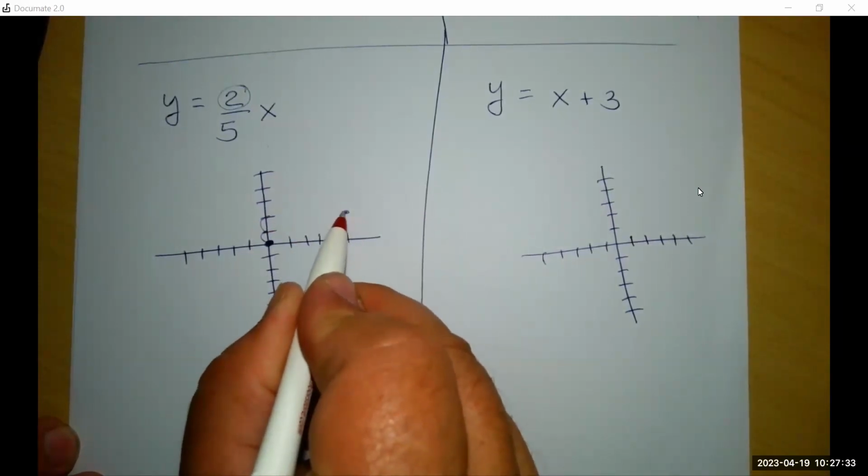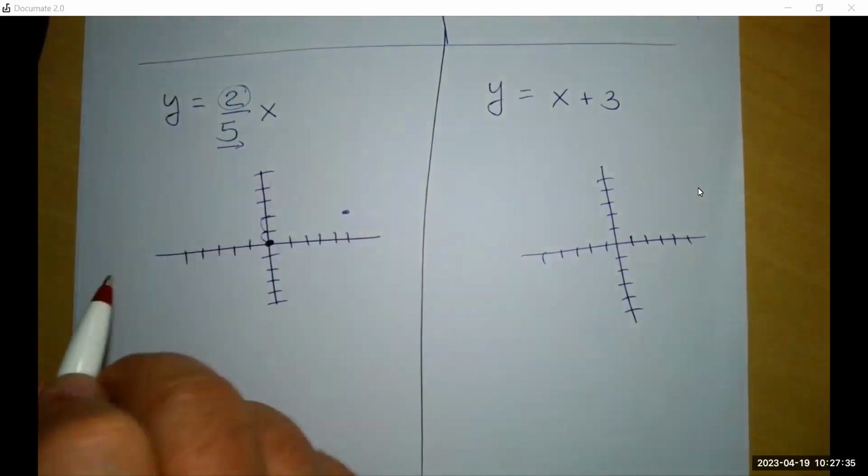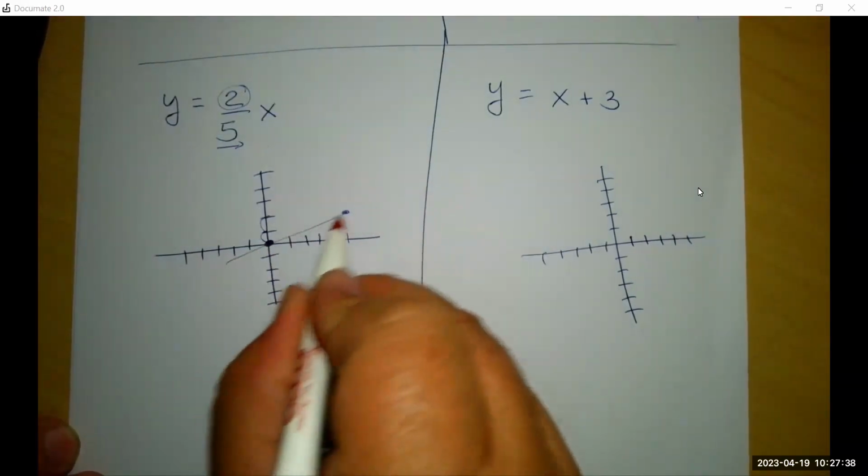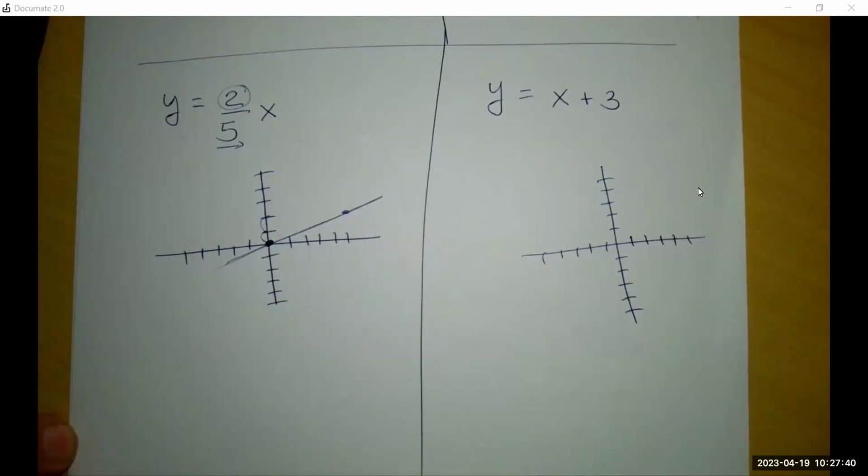1, 2, 3, 4, 5. It's always going to be over. It's always going to be to the positive side. So there's your two dots. Connect the dots and here's a graph.